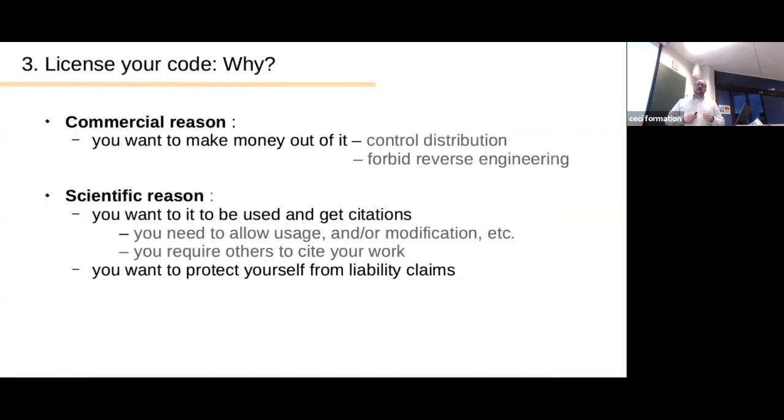The third thing you need to do if you want to share your code is to license it. So you need to write a license, which is a contract between you and the person who uses your code, either to control the distribution or forbid the reverse engineering. These are mostly commercial reasons, but also for scientific reasons. If you want to ask people to cite your code, the same way they should cite your papers if they're using it, you can do this through the license.